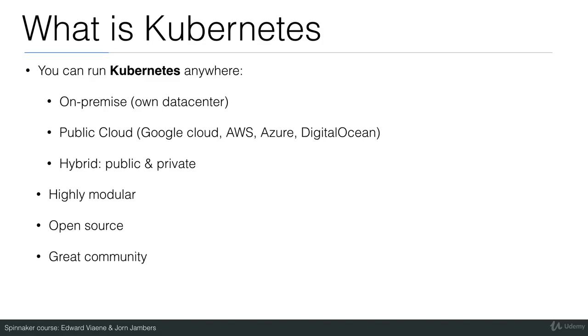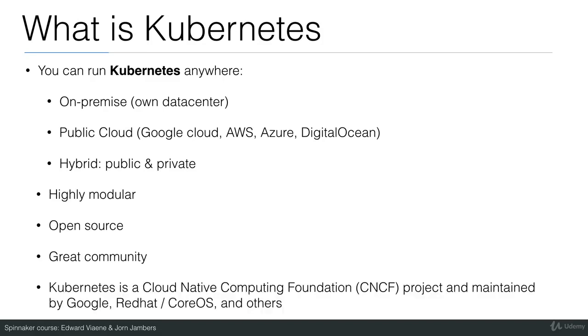It's open source. There's a great community around Kubernetes, and Kubernetes is a Cloud Native Computing Foundation project maintained by Google, Red Hat, CoreOS, and others. Red Hat also did an acquisition of CoreOS, so Red Hat and CoreOS are now the same company, which proves that Red Hat also thinks that containerization is the future and they needed to expand it, so they bought CoreOS to keep on expanding on their container offerings.